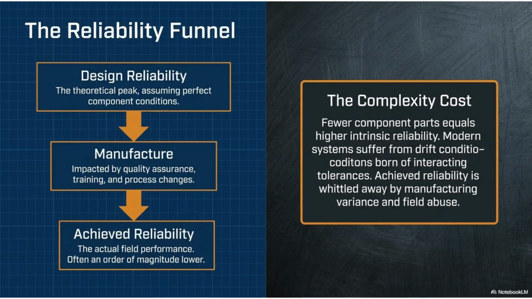The reliability funnel shows the drop from theoretical design reliability through manufacturing processes to achieved reliability in the field. The complexity cost means higher component parts, and interacting tolerances reduce intrinsic reliability over time.